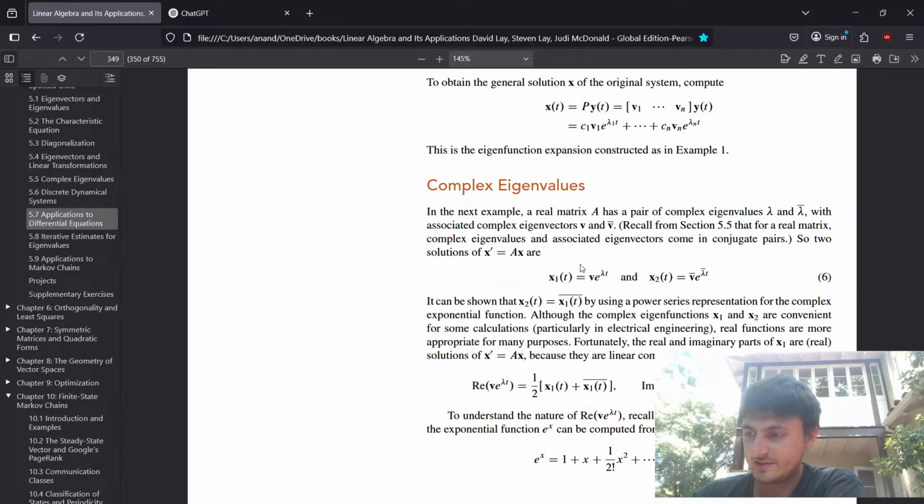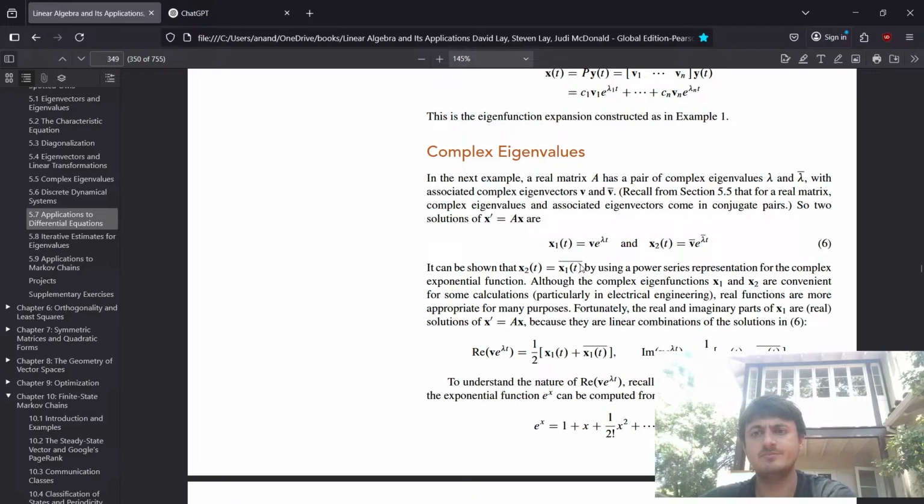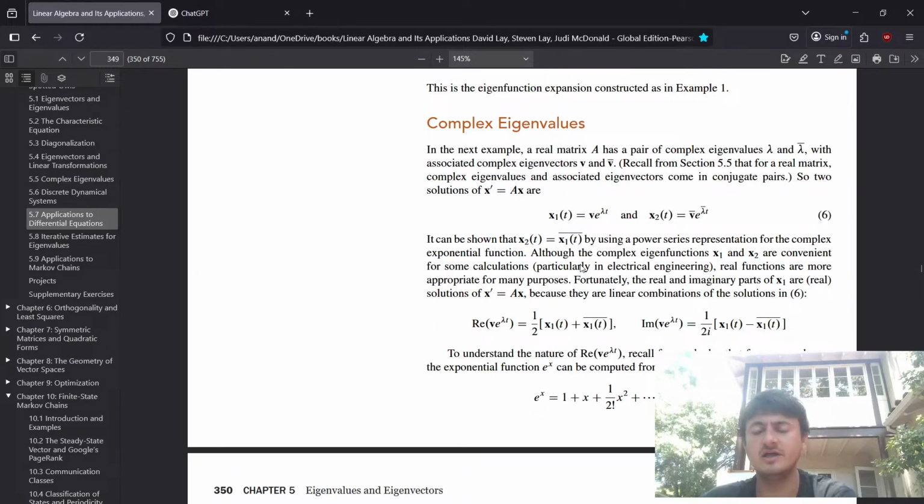Okay, 5.7, complex eigenvalues. In the next example, a real matrix A has a pair of complex eigenvalues, lambda and lambda conjugate, with associated complex eigenvectors v and v bar.